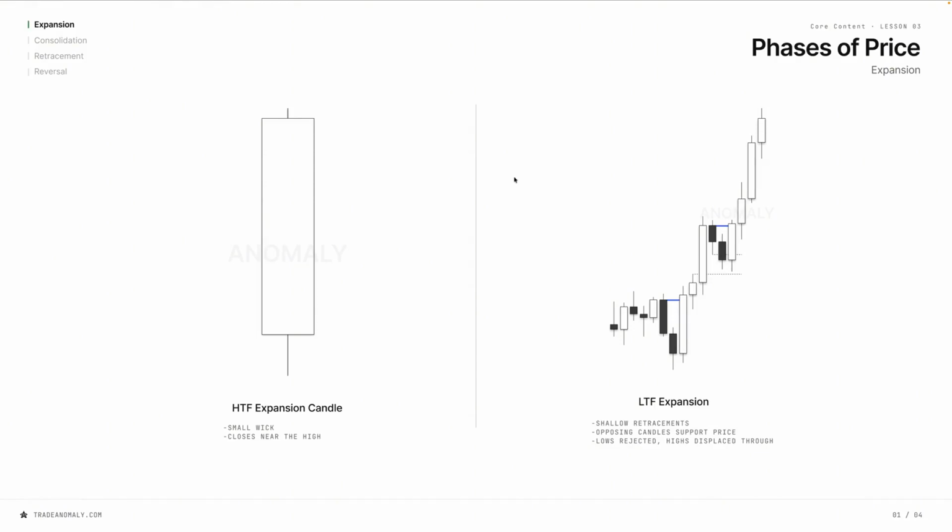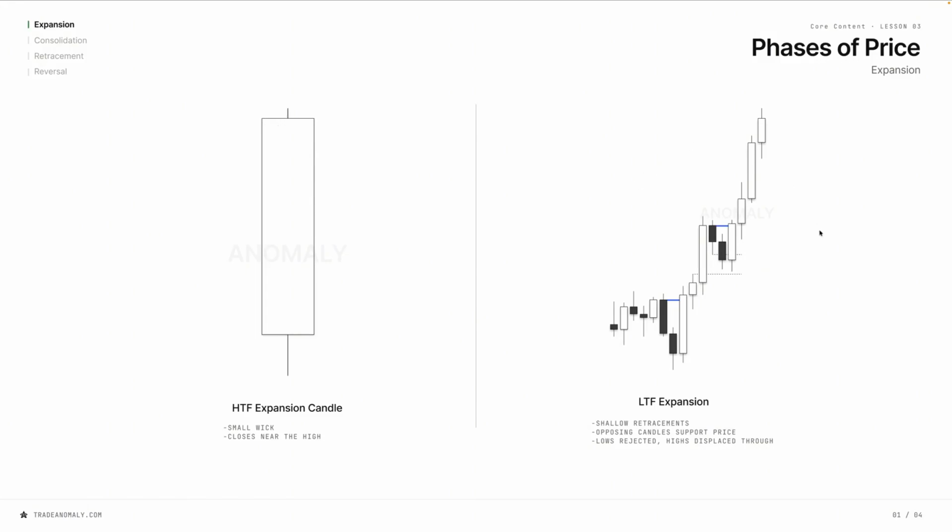Firstly, let's go over the expansion phase of price. So, what are the characteristics of a higher time frame expansion candle? Right, that small wick and close to the high, mainly consisting of mainly body.